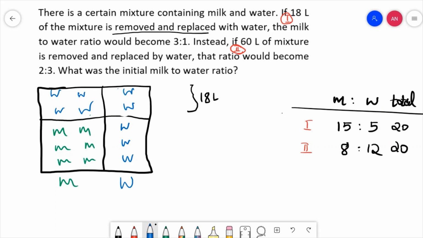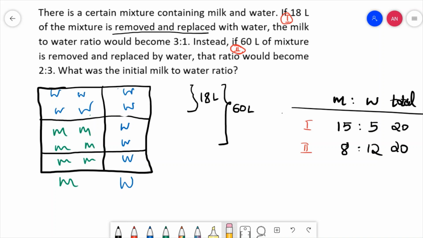Now if we go to the second condition, it says that if 60 liters of the mixture is removed, again we can assume some 60 liter part of this mixture. I am going to assume that this part is 60 liters. From the original mixture I am going to remove this 60 liter part.